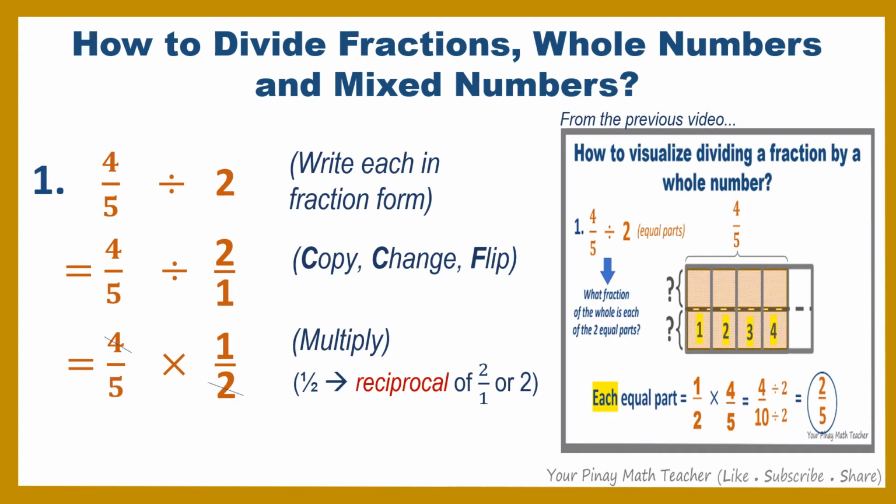Since 4 and 2 can be reduced by 2, we divide them by 2. 4 divided by 2 is 2. 2 divided by 2 is 1. And then 2 times 1, 2. 5 times 1, 5. So 4/5 divided by 2 is 2/5.